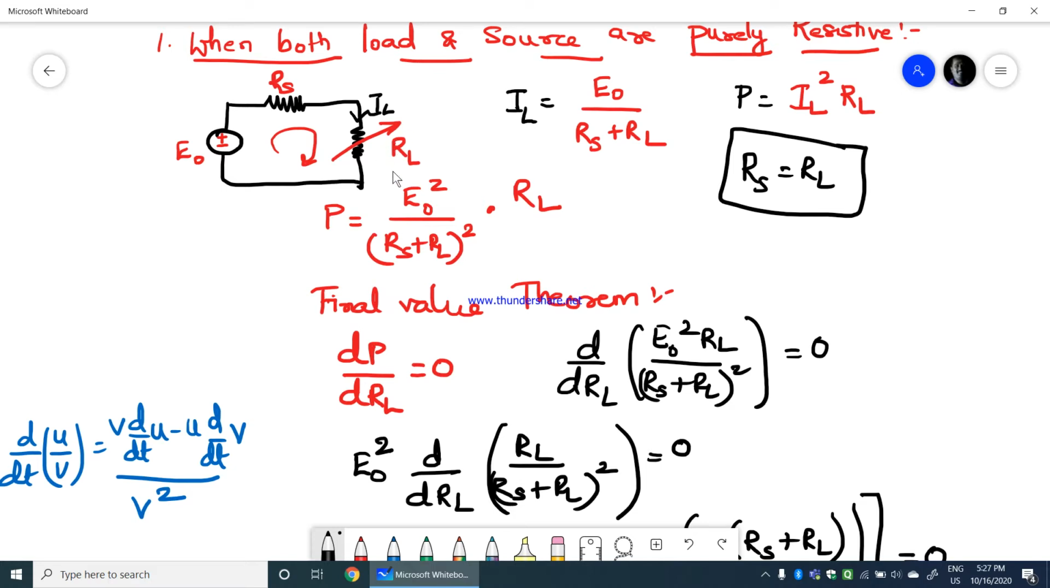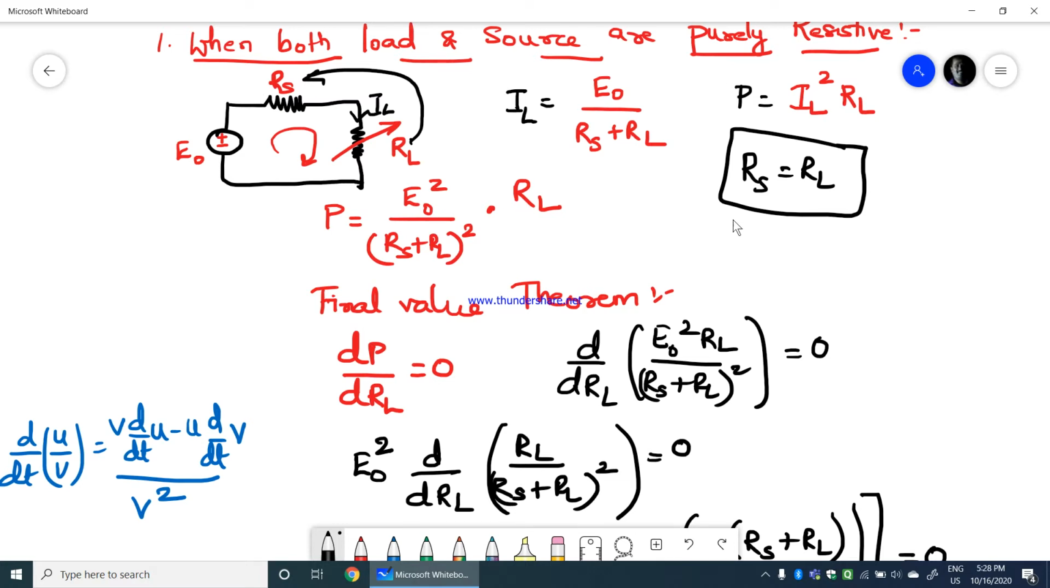Therefore, you vary RL until it becomes equal to RS. So you will find RS and E naught by using Thevenin's theorem. We use Thevenin's theorem to find RS and E naught. We will see that later while solving the problems. But here the maximum power will be transferred from the circuit when RL becomes equal to RS. So you vary RL till RL becomes equal to RS. Once the load resistance becomes equal to the source resistance, you stop there, because in that case we get maximum power transfer.